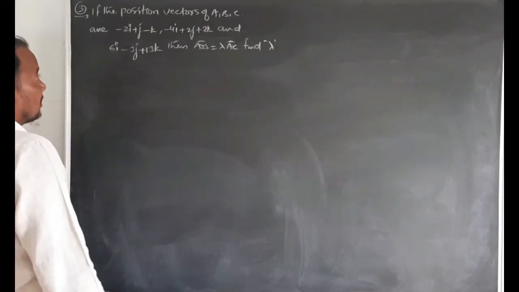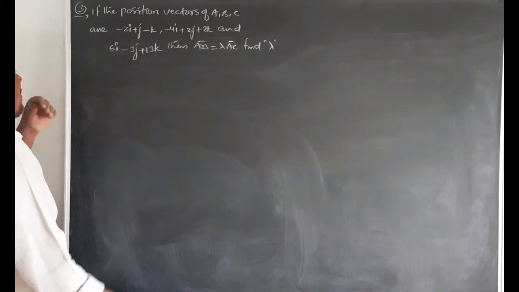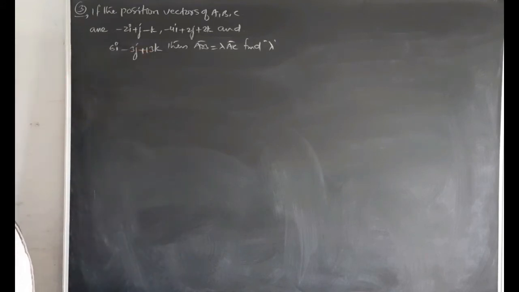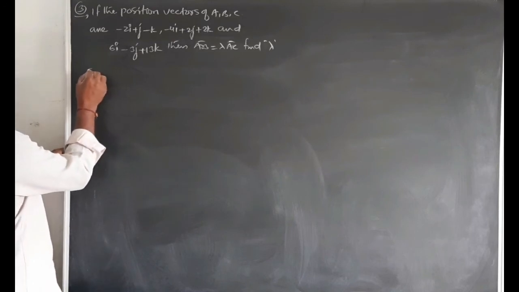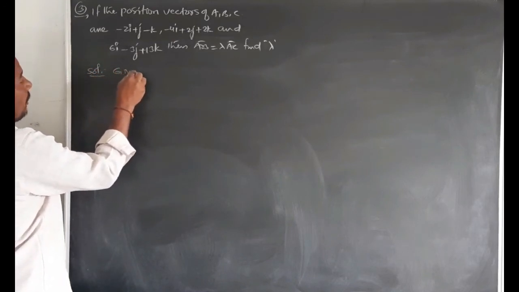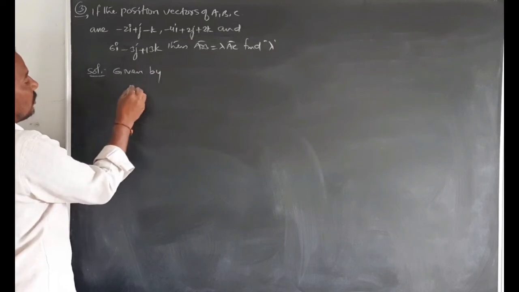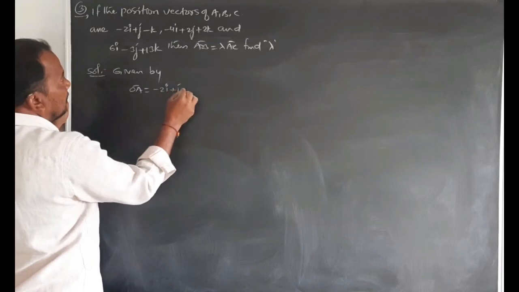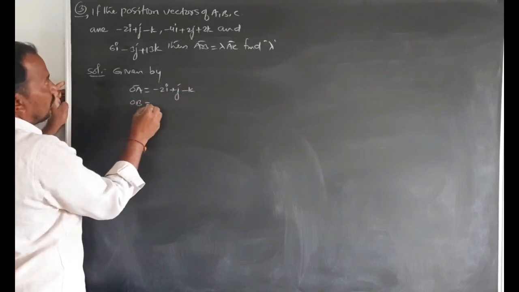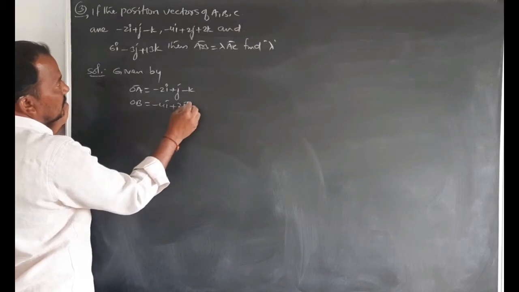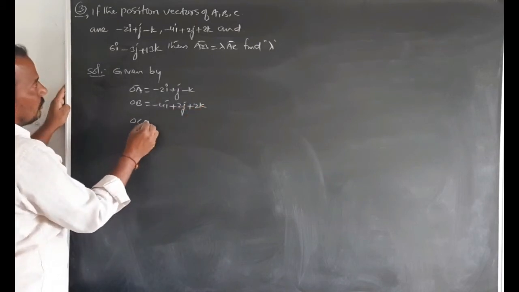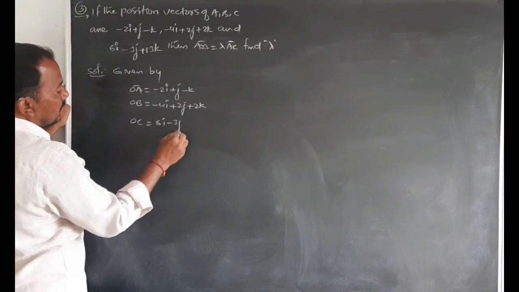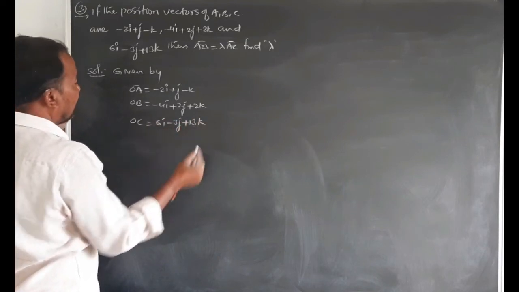If the position vectors of A, B, C are minus 2i plus j minus k, minus 4i plus 2j plus 2k and 6i minus 3j plus 13k, then find lambda such that AB equals lambda AC. Given position vectors OA equals minus 2i plus j minus k, OB equals minus 4i plus 2j plus 2k, OC equals 6i minus 3j plus 13k.